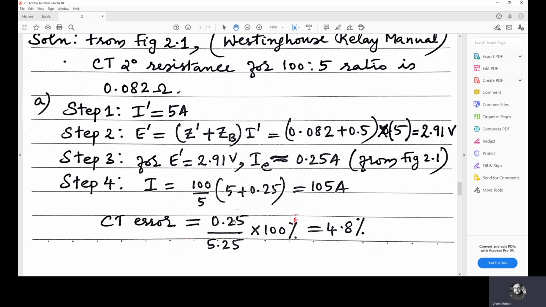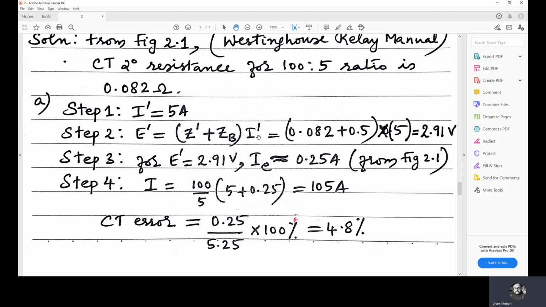CT error is IE divided by (IE plus I dash) into 100%. In percentage we will get the CT error, which is 4.8%. So what does this mean? If your IE value is very high, that means your I dash value will be... what is your I dash value? IE plus I dash minus IE, right?